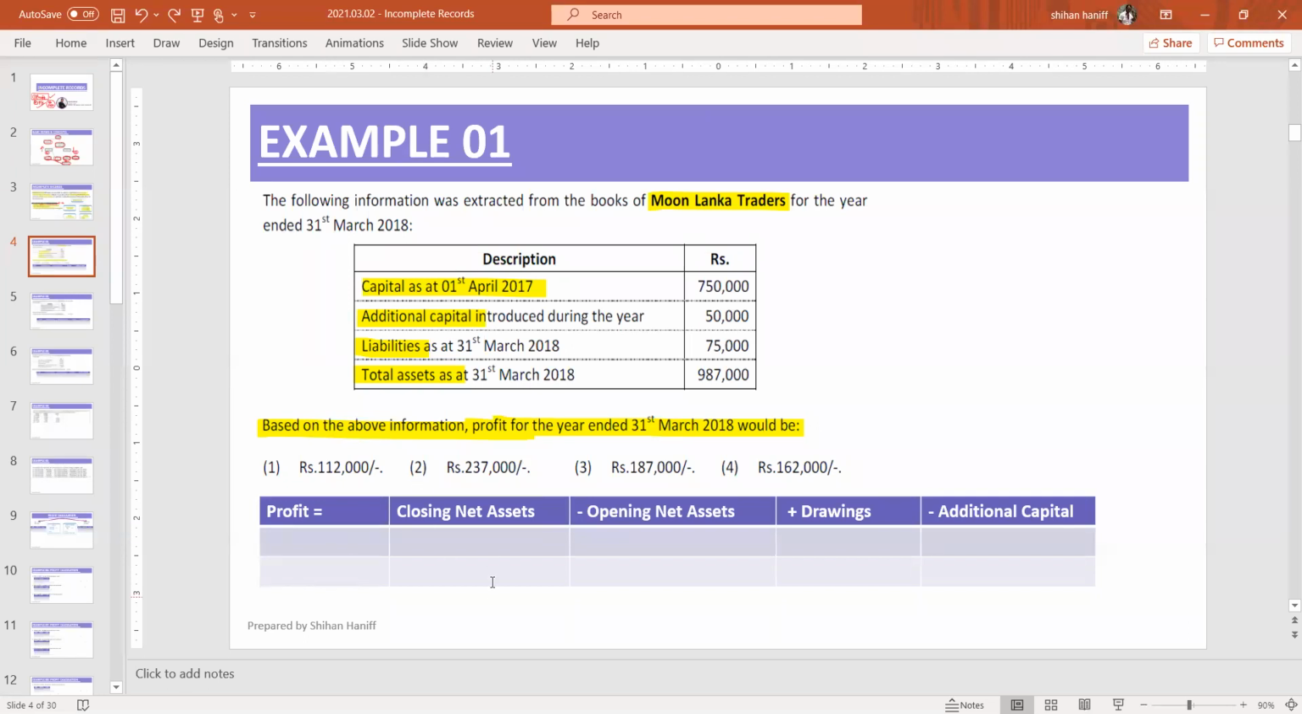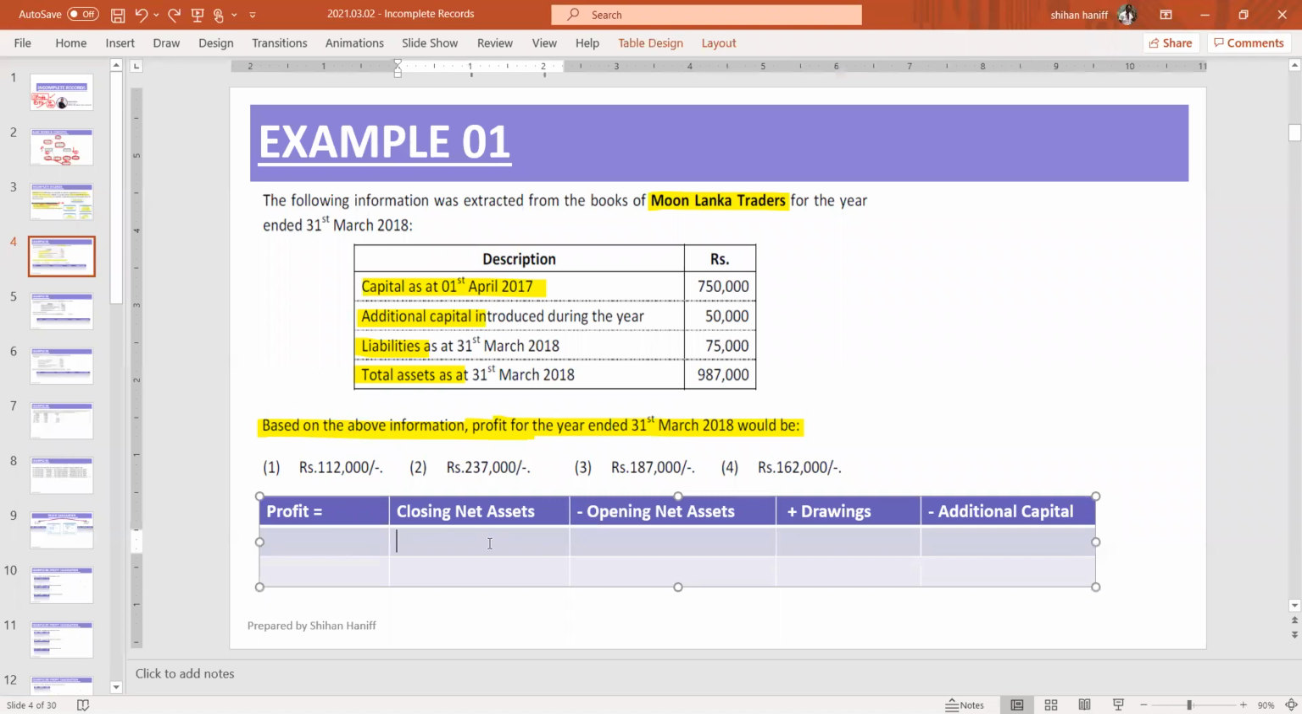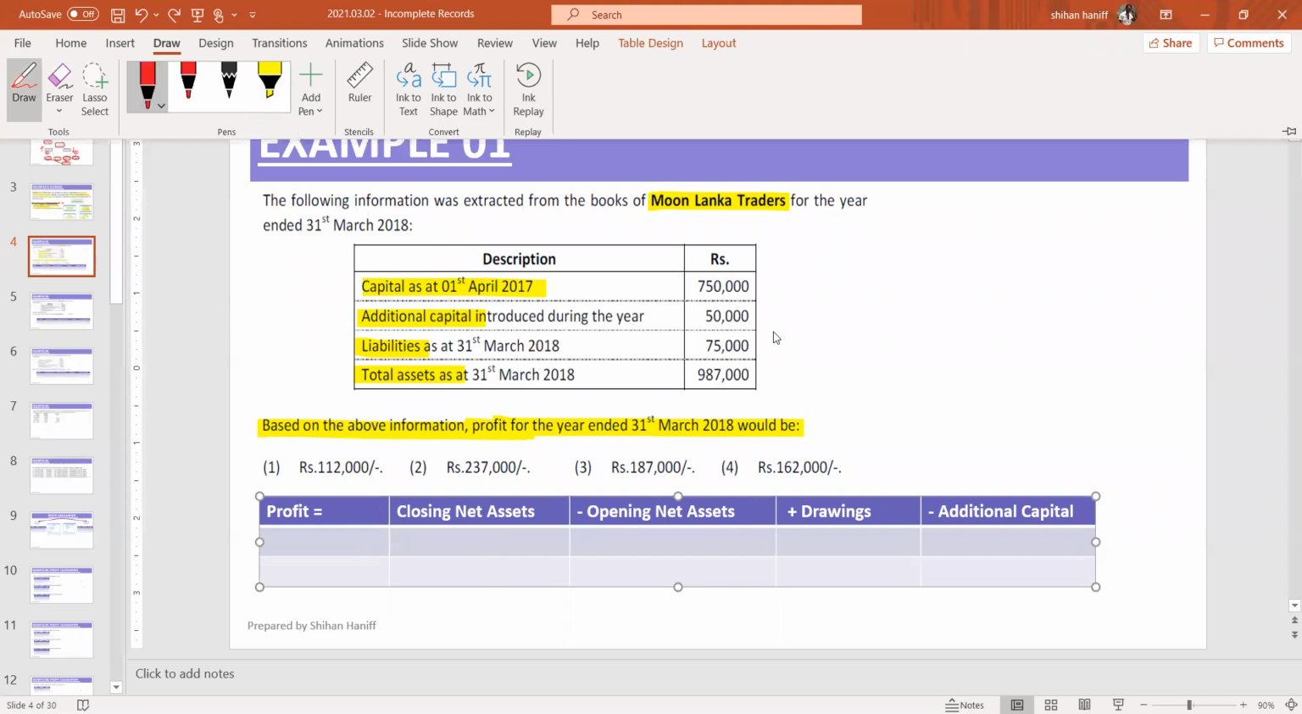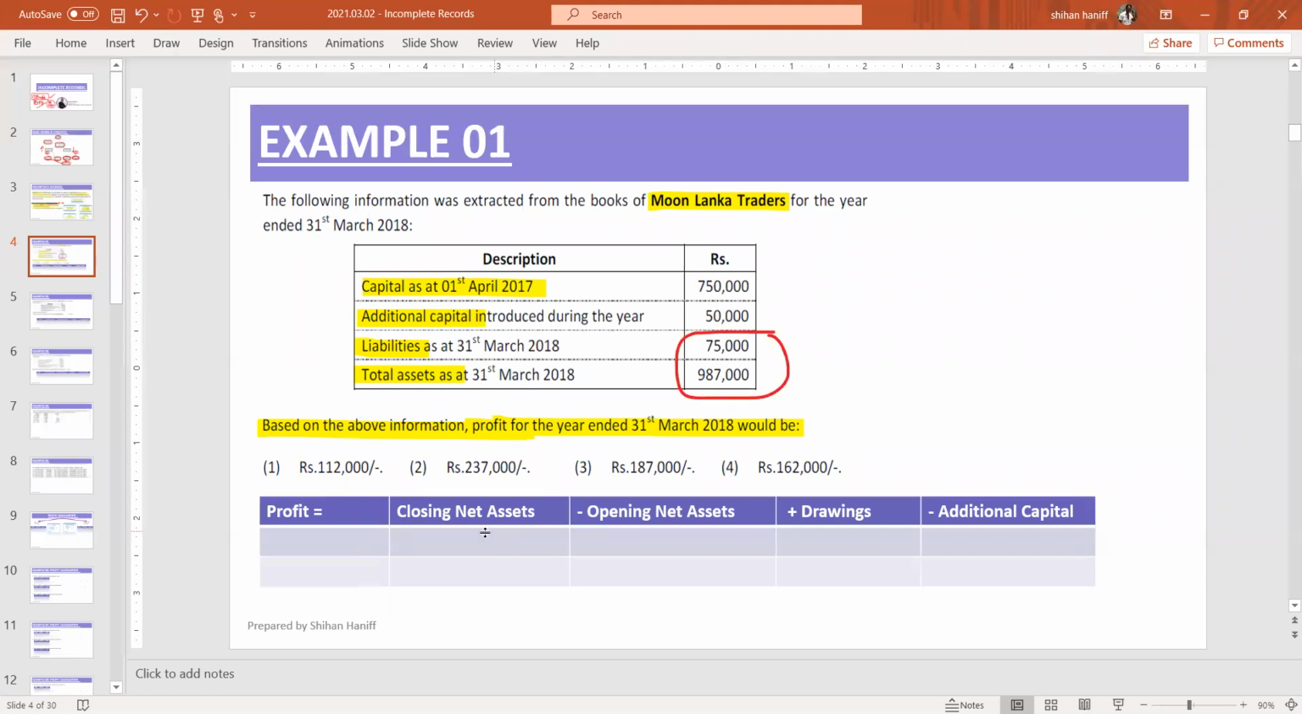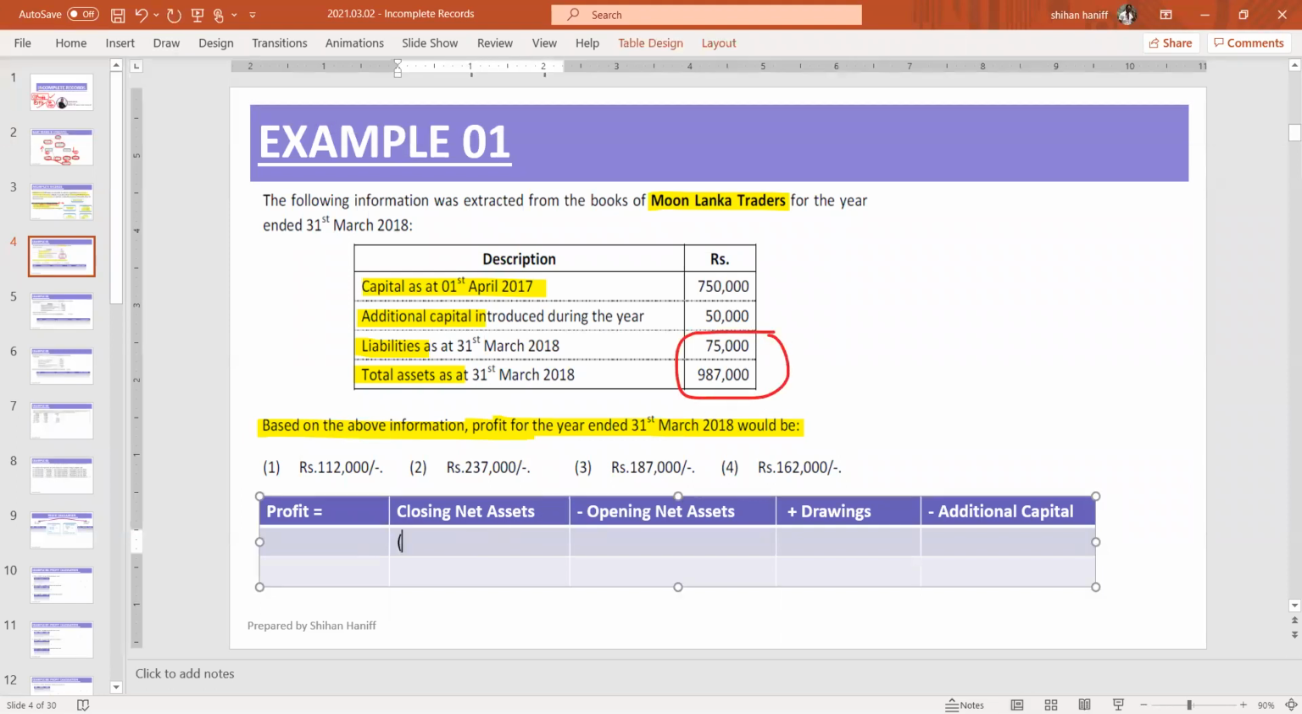Right. So let's try to calculate the answer. Closing net asset is, how do you calculate the closing net asset? It's assets minus liabilities. So you need to know how to calculate the assets, how to calculate the capital, right? Then the opening net asset means the opening capital 750,000. Plus drawings, there is no drawings, but the additional capital is 50.